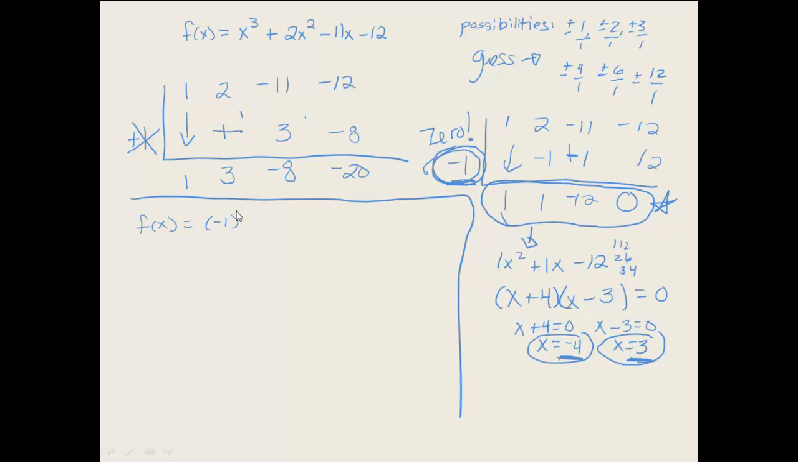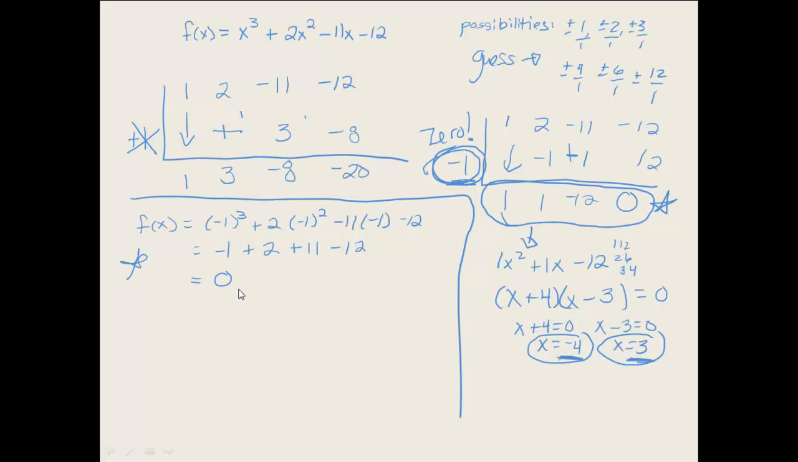So I would have had negative 1 cubed plus 2 times negative 1 squared minus 11 times negative 1 minus 12. When I go through and simplify that, I would have gotten negative 1 plus 2 plus 11 minus 12, and that is going to give me 0. So either way, you would have been able to find out that negative 1 was a 0.